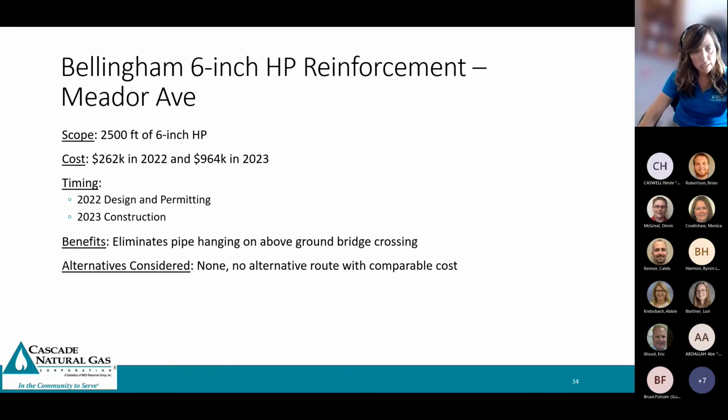And this one, for alternatives considered, I'll give you a little background. This is in a challenging area. There's actually no alternative route with comparable cost. There's road limitations where this project's at, which is why we're replacing it in place. There's not a lot of roads that run east and west due to I-5. And you'd also have to move R5, and it would cause you to actually put significantly more pipe in. So we've chosen the same route for this upgrade.